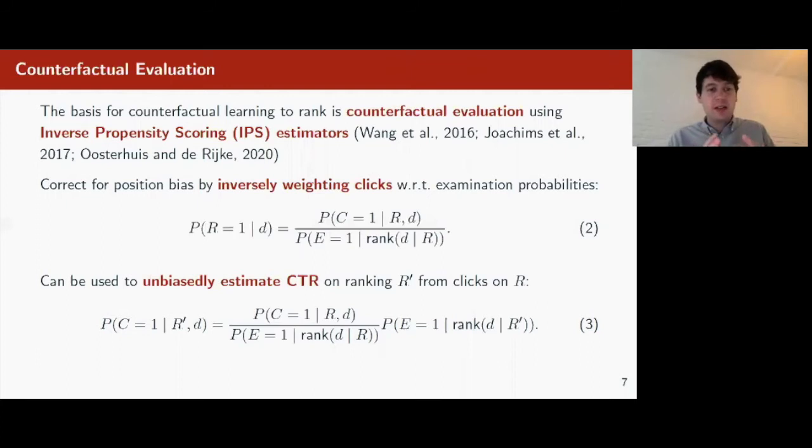The nice thing now is, if we can go a step further, we can unbiasedly estimate the click-through rate on a ranking, let's say R prime, from clicks on a different ranking, let's say R. We do that by the formula you see down here. So the probability of a click on R prime is the probability of a click on R divided by the examination probability on R times the examination probability on R prime. Now this is very useful because it means that you can observe clicks on a different ranking and estimate unbiasedly the click-through rate on the ranking that you're interested in.